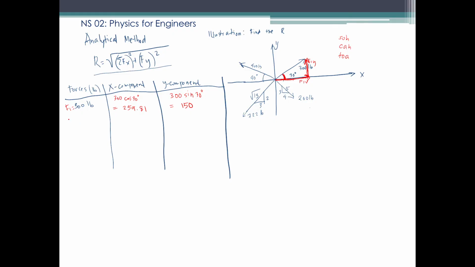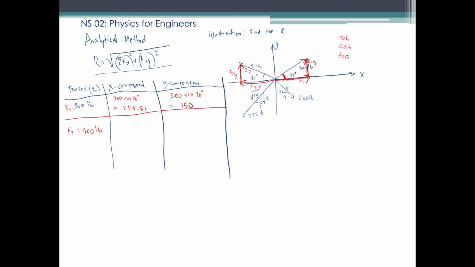Okay. Next, let us now solve for F2, the 400-pound force. Suppose this is our F2. This is its x component, F2x, and this is its y component, F2y.